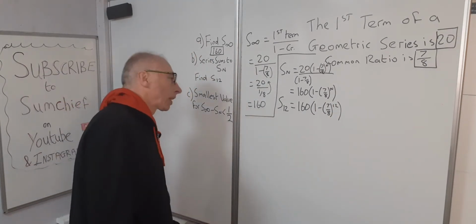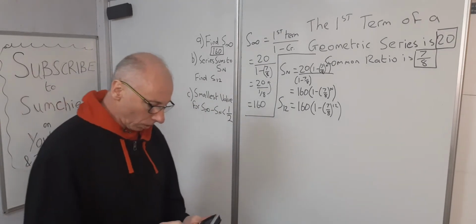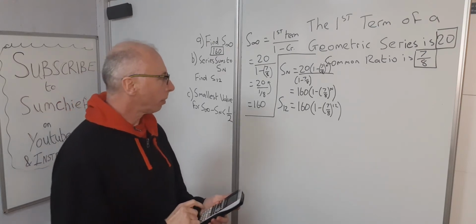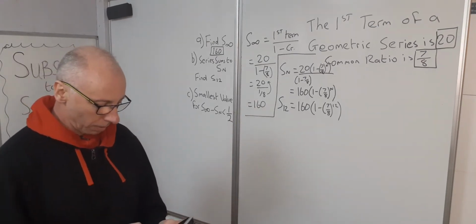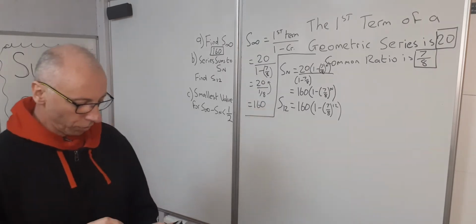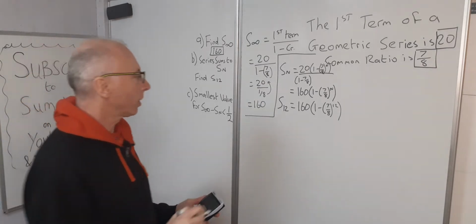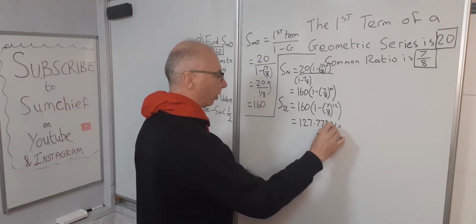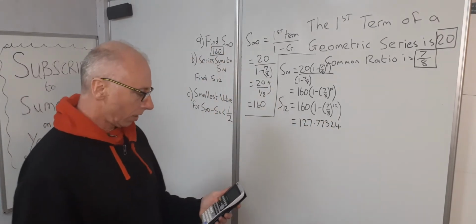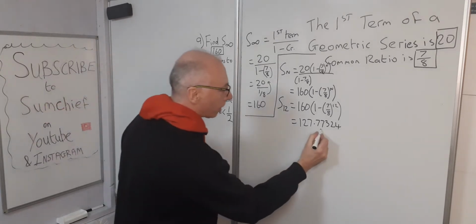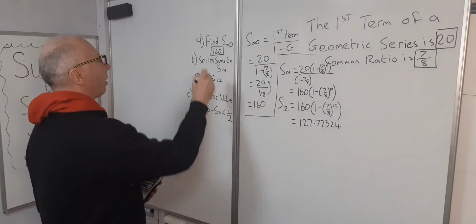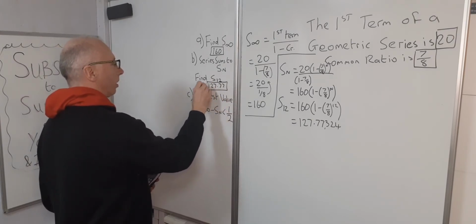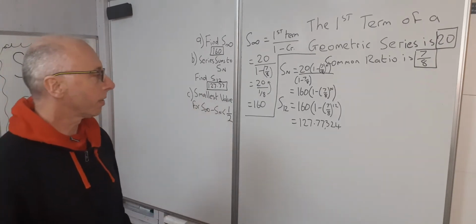So let's type that into our calculator. 160 times 1 minus 7/8 to the power of 12. So 127.77324. Okay, 2 decimal places, so therefore we get 127.77. That's our 12th term in the series.